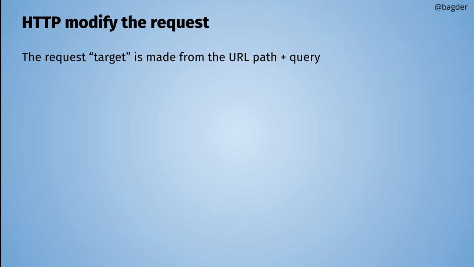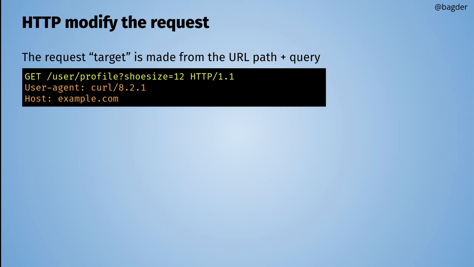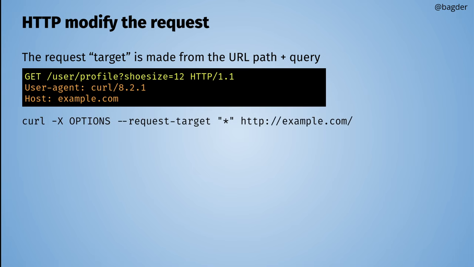but when you do a web HTTP request, basically what you're asking for is a path plus query, right? In this case, slash user slash profile, question mark shoe size equals 12. That's the target. It comes from the URL, right? You ask the server for this. And if you want to, you can set that target to something more crazy than you can set in the URL. For example, if you want to send a request target that is just an asterisk, it's not possible to actually set just an asterisk in the URL because there's always a slash in there. So if you want to send options asterisk to this server, here's how you do it.